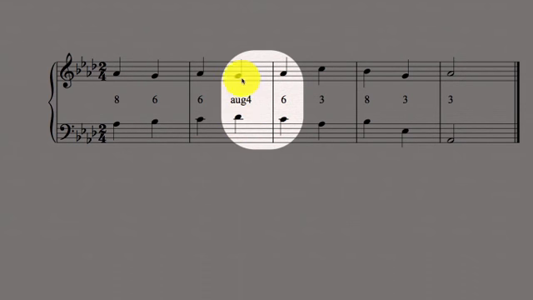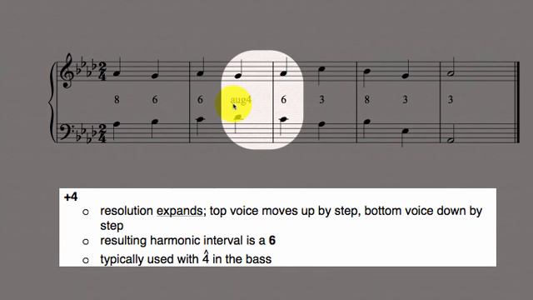But notice the resolution of the individual notes is the same. The G is still resolving up to the A flat, while the D flat is still resolving down to the C. But notice that results in the interval of a sixth in the resolution. So the proper resolution of an augmented fourth is to expand. The top voice moves up by step, and the bottom voice moves down by step. Here's what this sounds like.